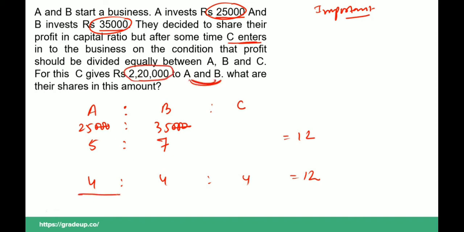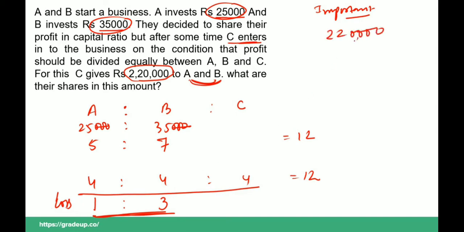All right. So the compensation ratio is: earlier the profit of A was 5, now the profit of A is 4. Then the loss of A is 1 unit just because of C only. Earlier the profit of B was 7 units, now the profit of B is 4 units. Then this is the loss because of C. So you can say 1:3 is the compensatory ratio between A and B. So this 2,20,000 rupees must be divided in this ratio.